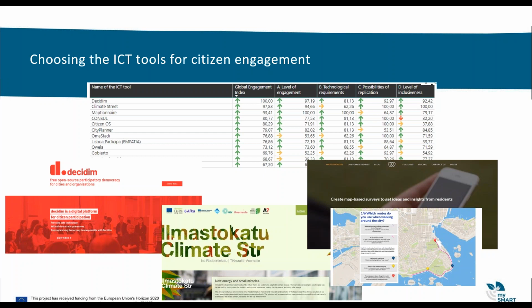First one, Decidim, is a digital platform for the whole process of citizen participation that integrates different tools. Climate Street is a tool more focused on a specific domain, in this case, energy transition. And the third one, MapTuner, is a tool not connected to a specific sector or topic. It's a surveying tool that can be used in several topics and several processes and can be integrated. Well, thank you very much.